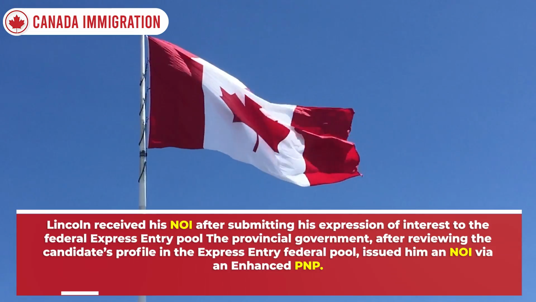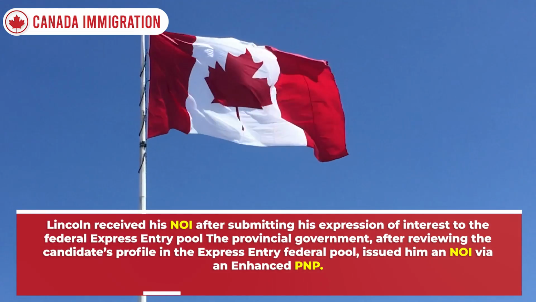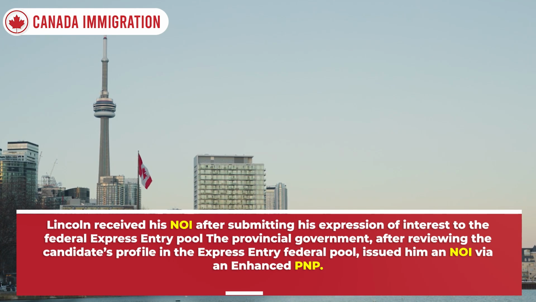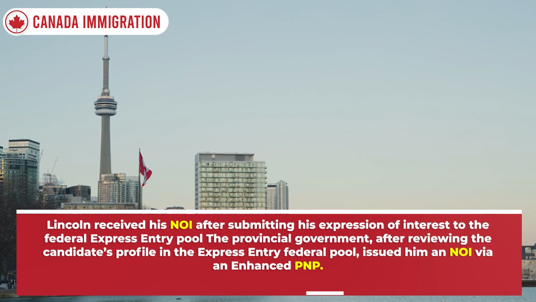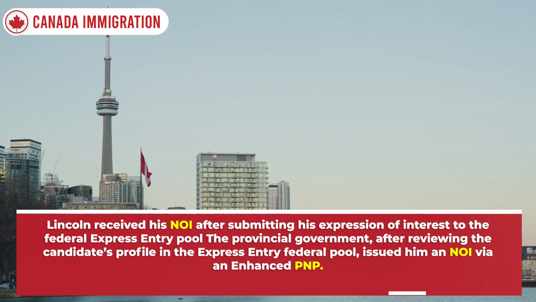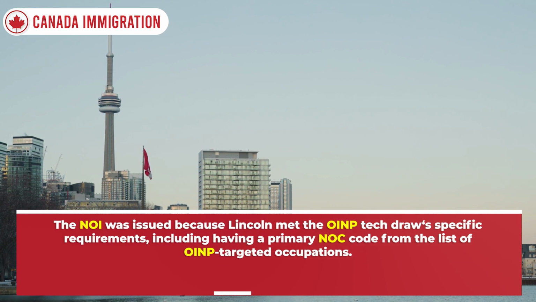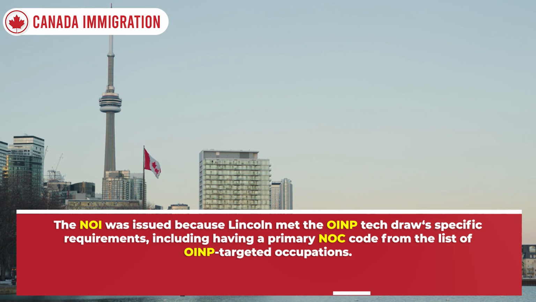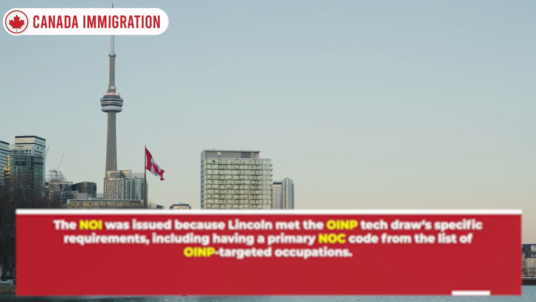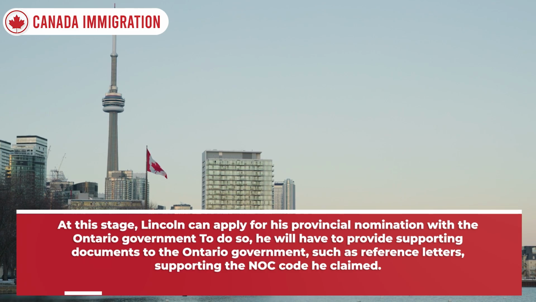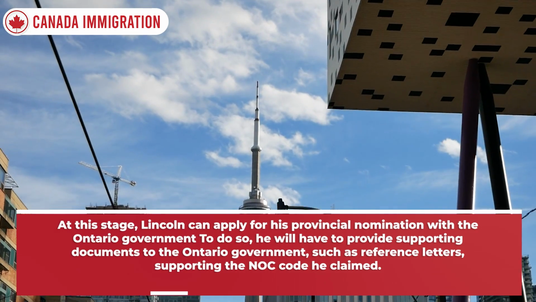Lincoln received his NOI after submitting his expression of interest to the Federal Express Entry pool. The provincial government, after reviewing the candidate's profile in the Express Entry federal pool, issued him an NOI via an enhanced PNP. The NOI was issued because Lincoln met the OINP tech draw's specific requirements, including having a primary NOC code from the list of OINP targeted occupations. At this stage, Lincoln can apply for his provincial nomination with the Ontario government.